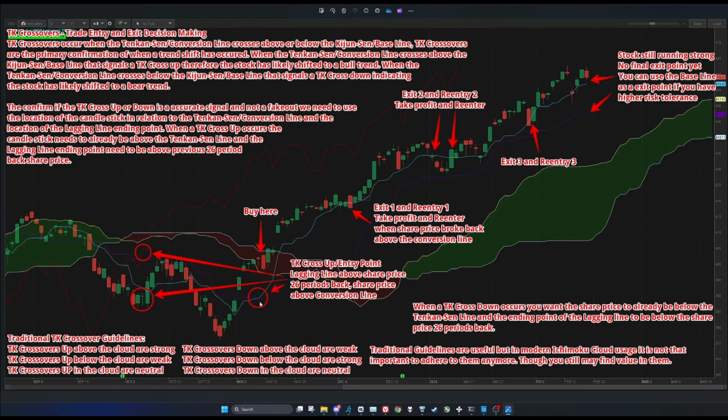So in order to confirm if this TK crossover to the upside is correct, it's valid, it's not a fake out, there's a couple of factors we need to look at. In a TK crossover to the upside, the factors you want to see is current candlestick price action above the conversion line. So the candlestick has to already be above the conversion line. And you want previous price action compared to current price action.